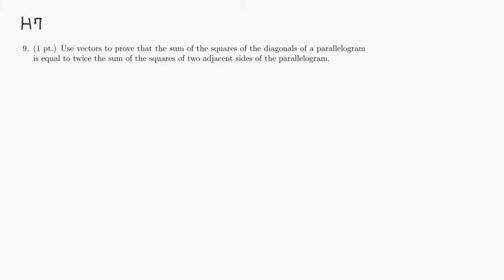Okay, let's look at homework 7, problem number 9. So we want to use vectors to prove that the sum of the squares of the diagonals of a parallelogram is equal to twice the sum of the squares of two adjacent sides of the parallelogram.